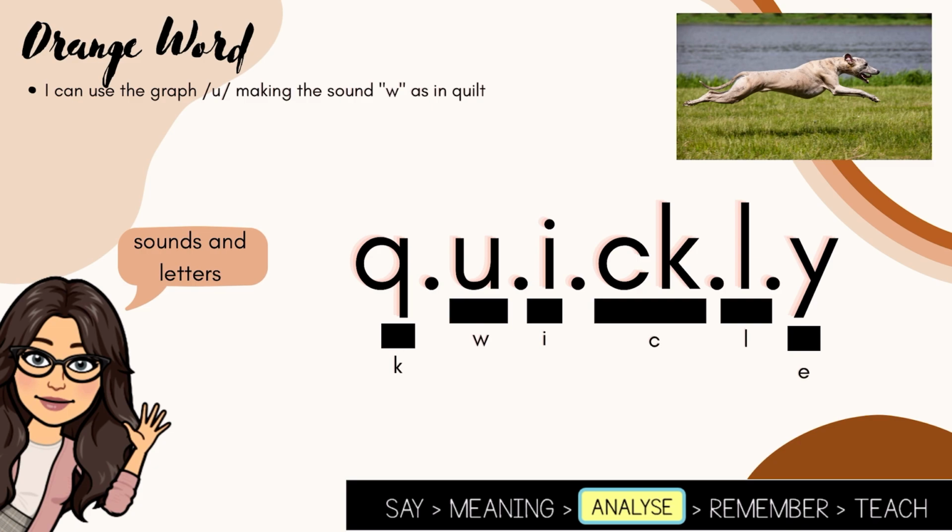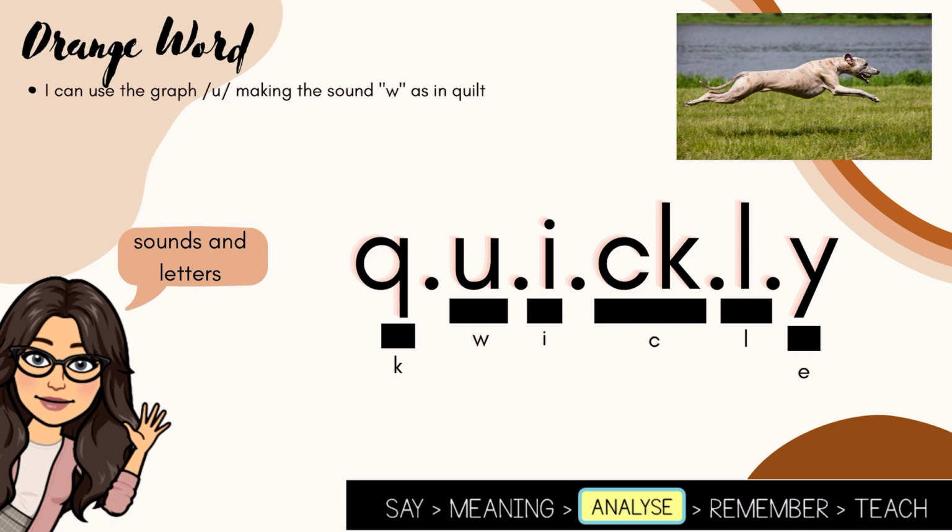Okay, let's look at the sounds and letters that we can hear in the word quickly. Remember, the sounds are represented at the bottom of the word in the littler letters. So the sounds that we can hear are k, w, i, k, l, i. Quickly. Now the letters that make up the word quickly are Q, U, I, C, K, L, Y. You can see in this word that the graph U is making the W sound.